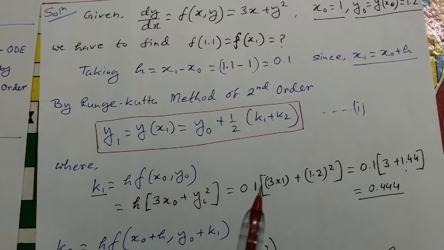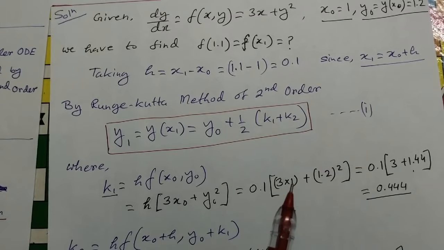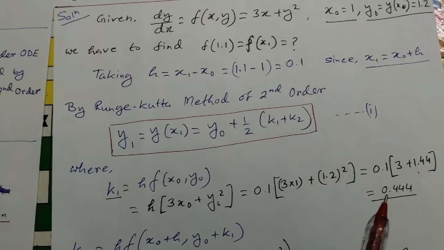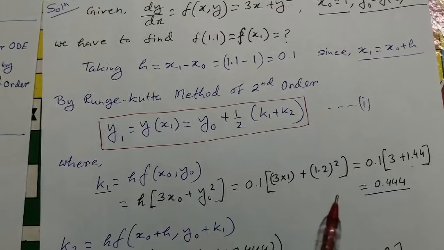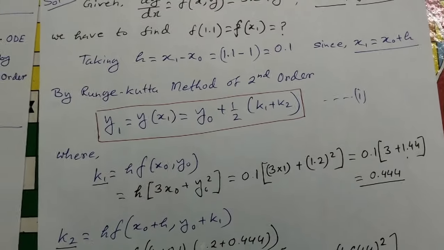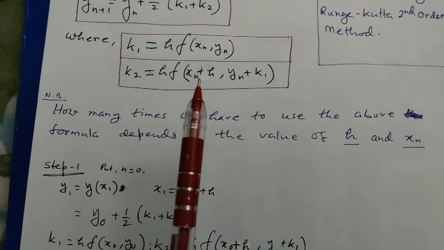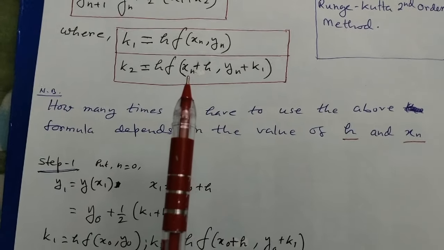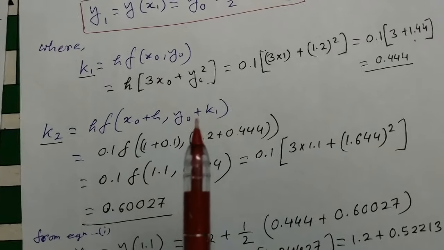It equals 0.1 times, putting the values of x0 and y0, 3 into 1 plus 1.2 whole squared. If we calculate, we get 0.444, and that will be the value of k1. Similarly, we have to derive the value of k2. Putting n equals 0, k2 becomes h f(x0 plus h, y0 plus k1).